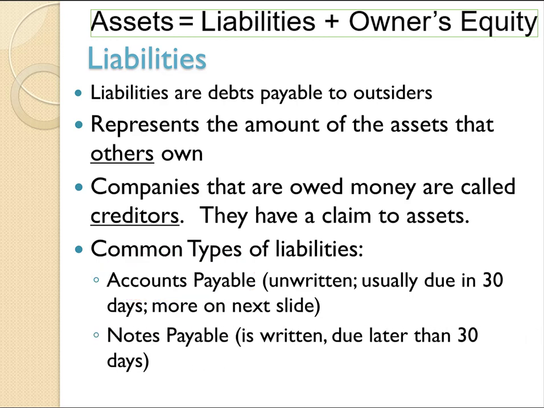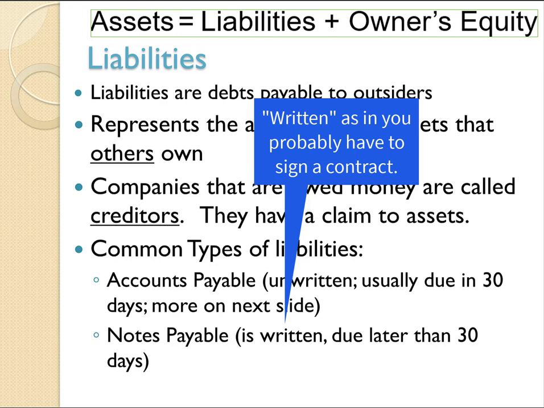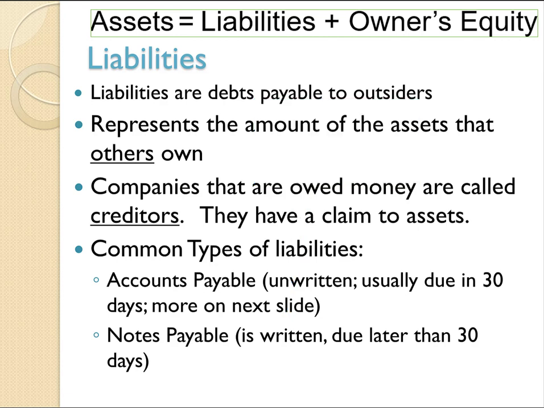Notes payable, which we will learn more about in Chapter 8, are usually written, and they're due usually sometimes past 30 days into the future. And because they're due past 30 days in the future, they usually have interest. So accounts payable, there is usually no interest. Notes payable, because it's a longer term, you usually do have to pay interest. And another common type of liabilities are just the plain old loan.